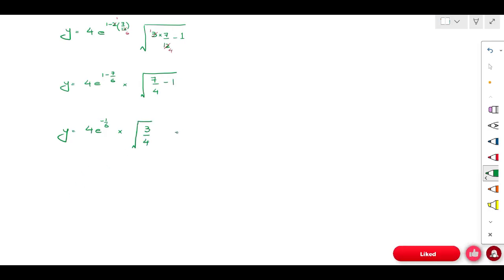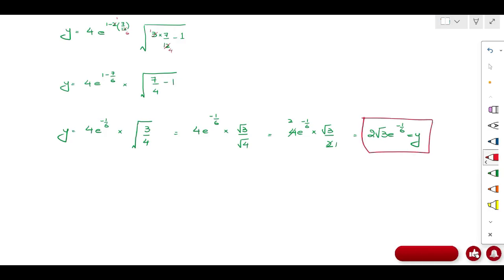So here we have 4 e to the power minus 1 over 6 multiplied by square root of 3 divided by square root of 4. This is 4 e to the power minus 1 by 6 into square root of 3 divided by 2. 2 times 1 is 2, 2 times 2 is 4, which is 2 square root of 3 e to the power minus 1 by 6. This is your y coordinate, the exact value of the y coordinate of the stationary point, right?